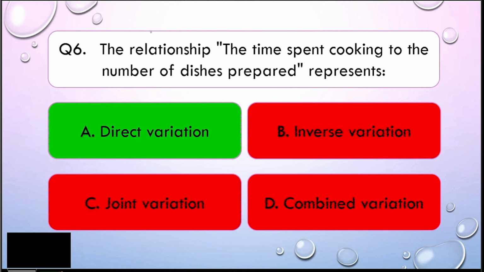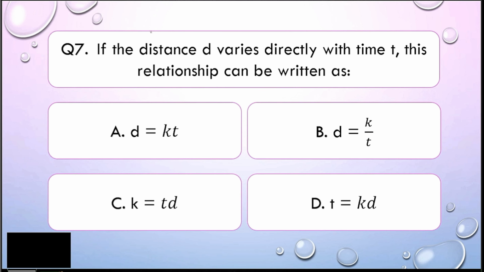So now let us go to question number 7. If the distance D varies directly with time T, this relationship can be written as, is it A, D is equal to KT, B, D is equal to K over T, C, K is equal to TD, or D, T is equal to KD? I'll give you 5 seconds to think about your answer.